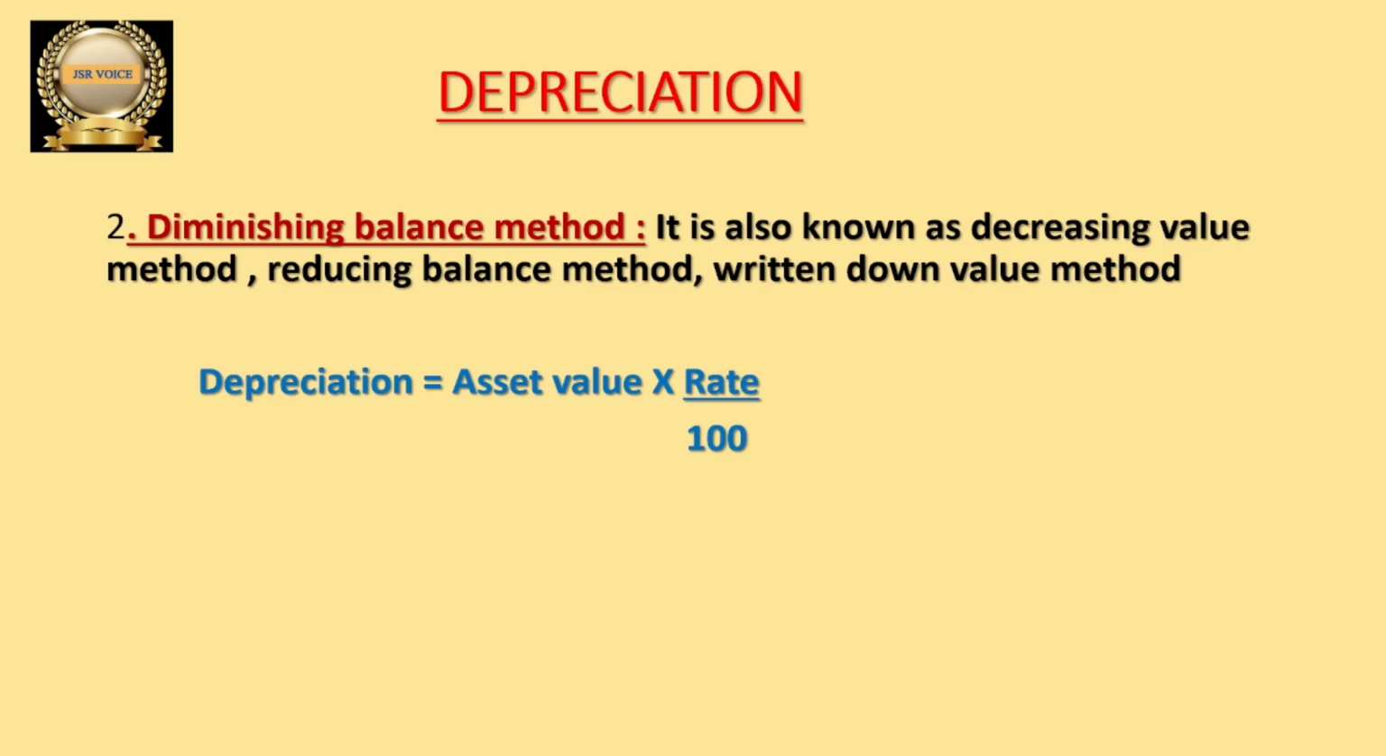And here under diminishing balance method we have only one formula, that is depreciation is equal to asset value into rate by 100. Asset value means same that whatever I have explained just now, that is asset value. Rate means percentage and divided by 100. This is the formula of depreciation under diminishing balance method. And this diminishing balance method is also known as decreasing value method, reducing balance method, written down value method. These are the other names for diminishing balance method. Hope this is clear for everyone.